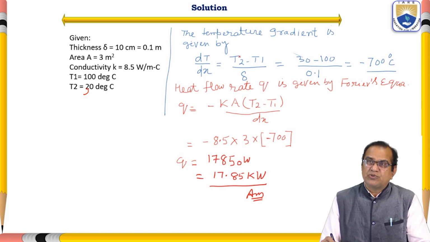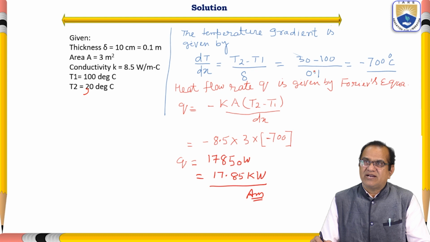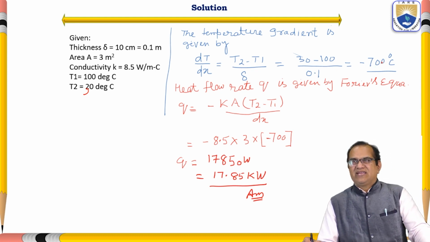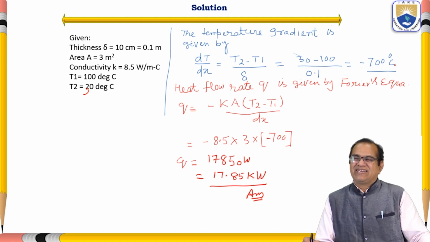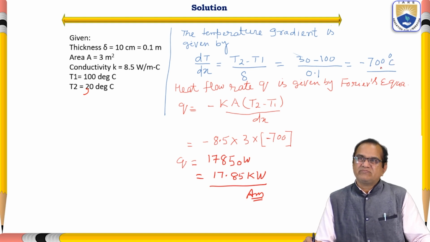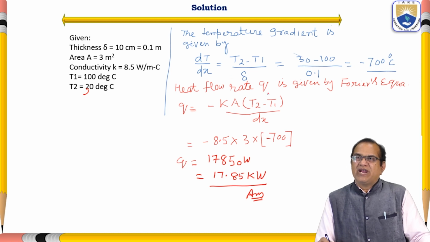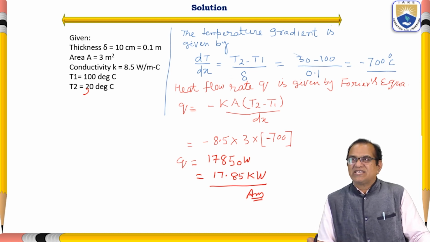So the temperature gradient is given by dT by dx. dT by dx is equal to (T2 minus T1) by delta, which is (30 minus 100) by 0.1. So you will get minus 700 degree centigrade per meter. So this is the temperature gradient.